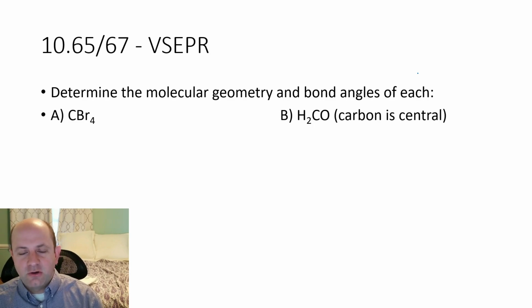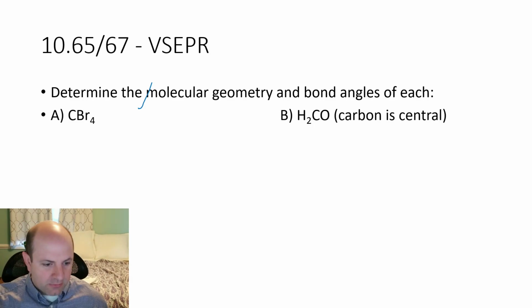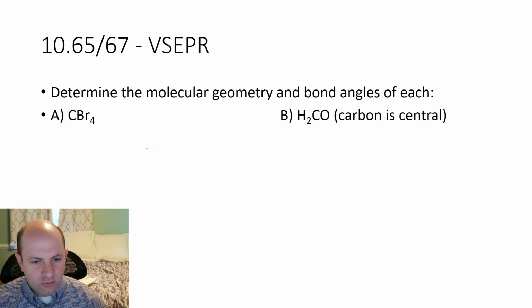Whether you use all your attempts to get the right answer or not, just get the first one right, because then you'll use that answer to get the second part. So the first part is get the molecular geometry, the molecular shape, and the second part is, once you know that shape, what's the bond angle? So we'll do this one first, carbon tetrabromide.